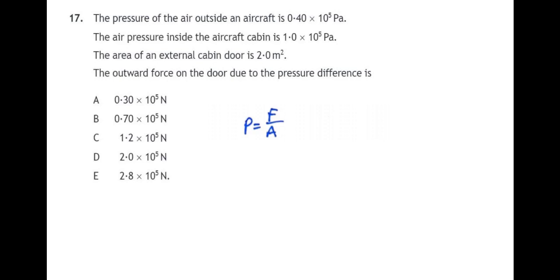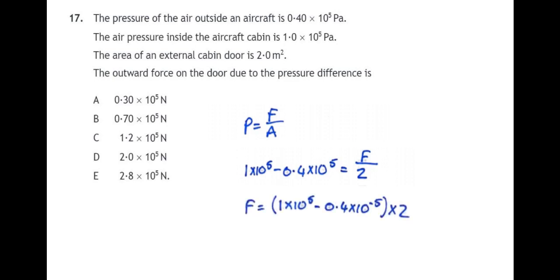So the force is caused by the pressure difference in this case. So the pressure that we're using in this formula is basically the difference in pressure between the outside and inside. And that gives us a value of 1.2 times 10 to the power 5 newtons.